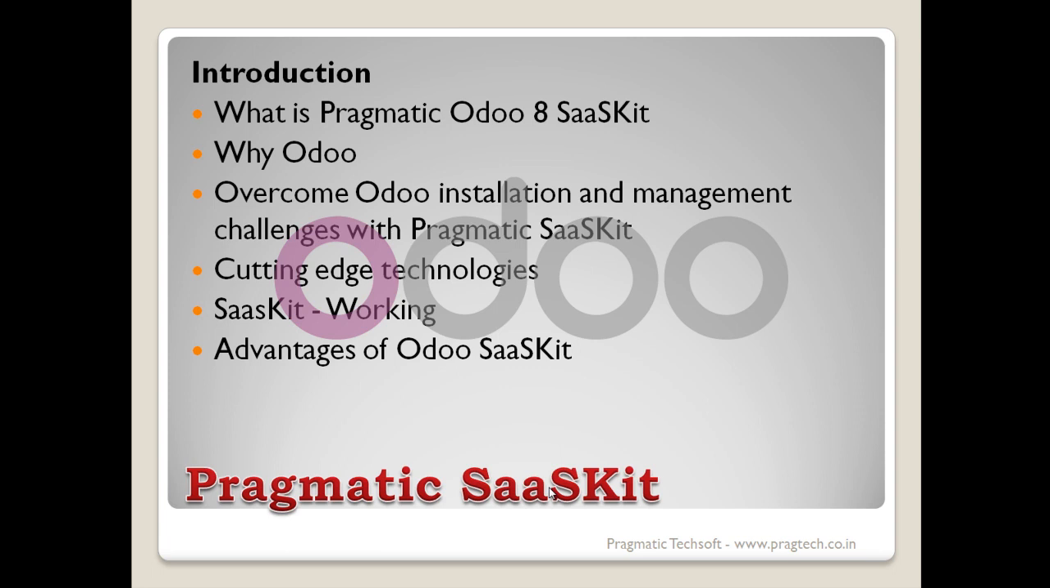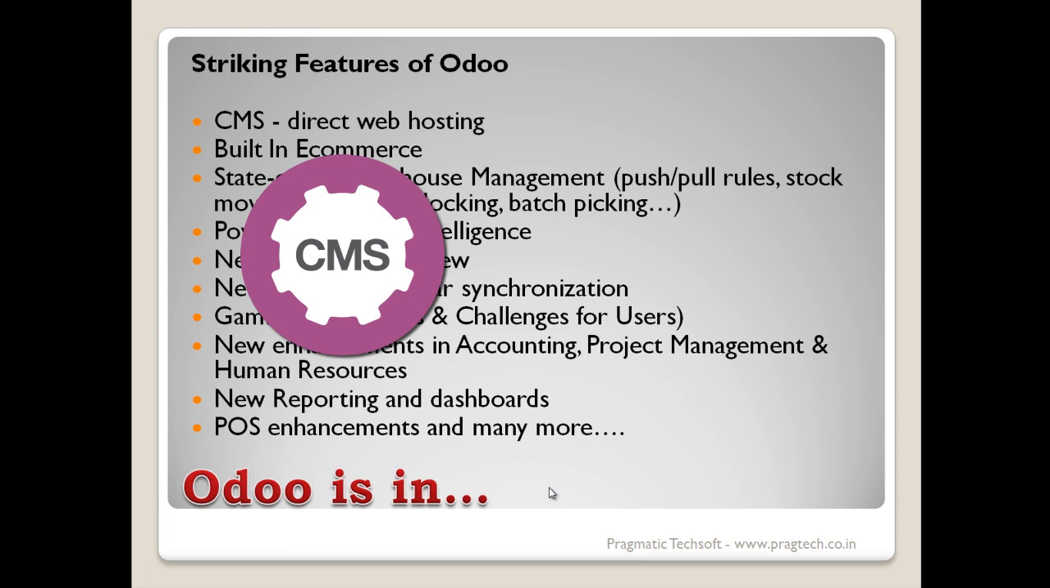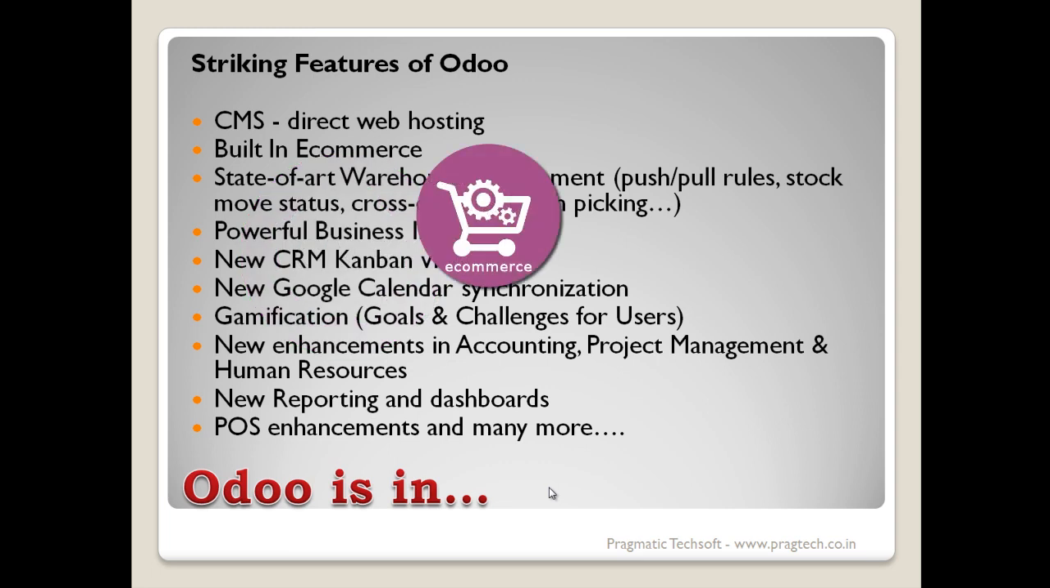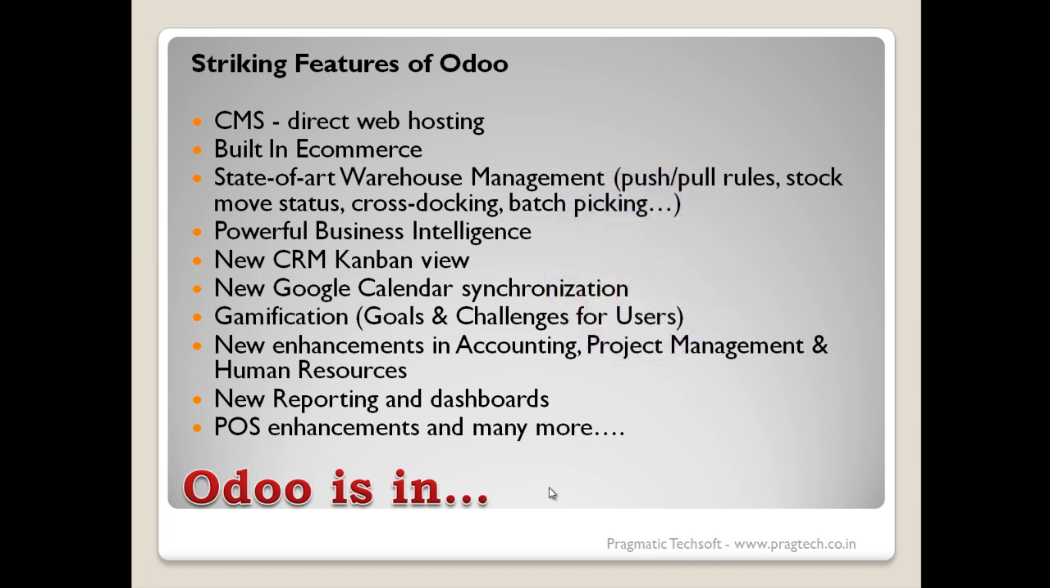What are the striking features of Odoo? When OpenERP changed to Odoo, we came up with a lot of features, which ideally are the CMS, a content management system, and direct web hosting, built-in e-commerce, state-of-the-art warehouse management, powerful business intelligence, CRM Kanban view. With all these listed advantages, Odoo has appealed to the masses. Now, small and medium enterprises can easily do their enterprise business with Odoo, with a front end for all their day-to-day activities that can go on web commerce.